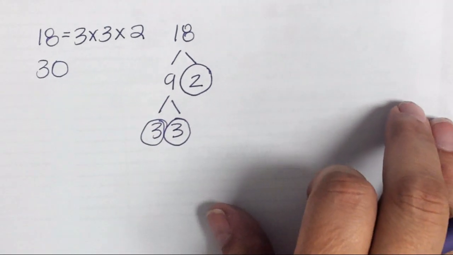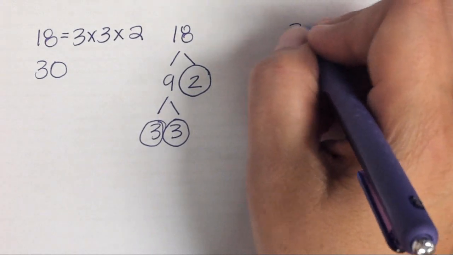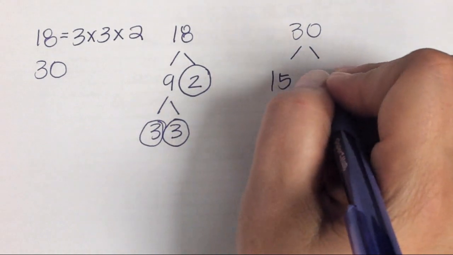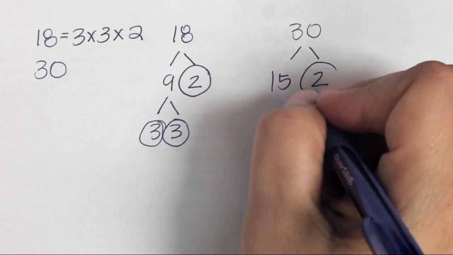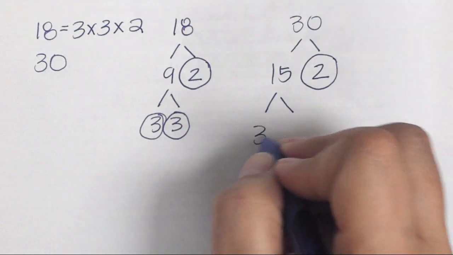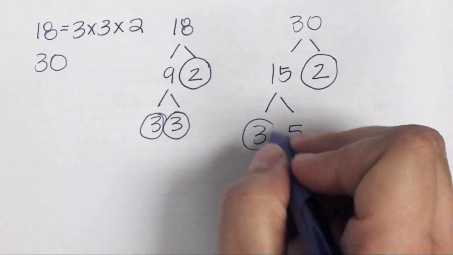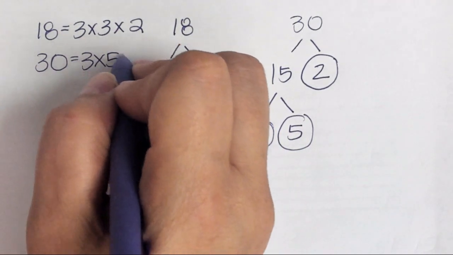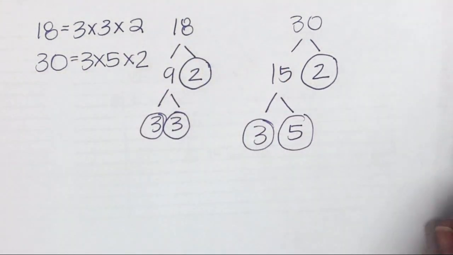Now we're going to do the same thing with 30. What are 2 numbers I can multiply to get 30? 15 and 2. Is 2 prime? Yes. I'm going to circle it. 15 can be broken apart into 3 and 5. Are they prime? Yes. So now I have all my prime factors. So this will be 3 times 5 times 2. That's a lot easier.